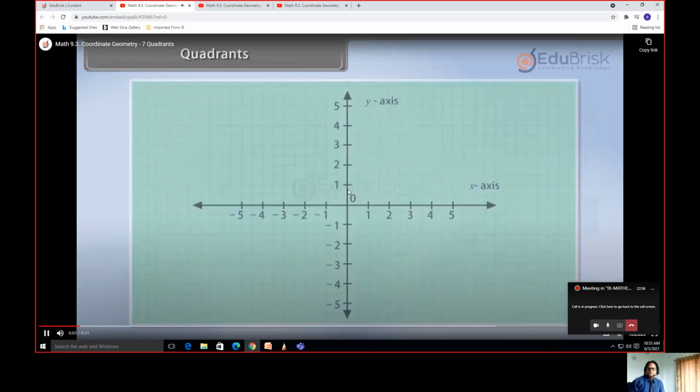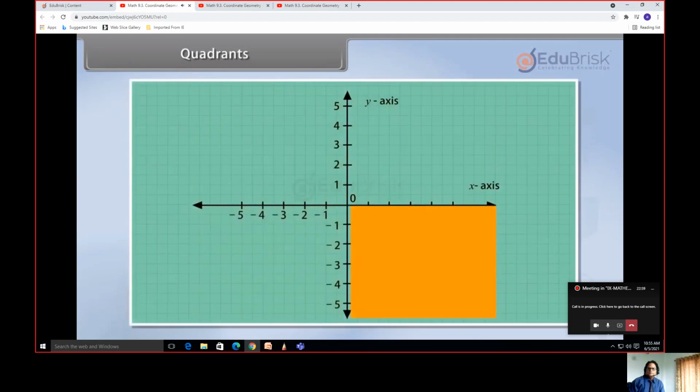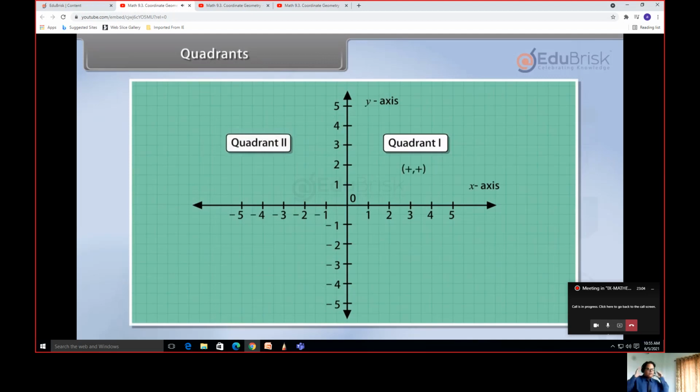Quadrants. The axes divide the plane into four quadrants. In quadrant 1, x and y are positive. In quadrant 2, x is negative but y is positive. In quadrant 3, x and y are negative. In quadrant 4, x is positive but y is negative.